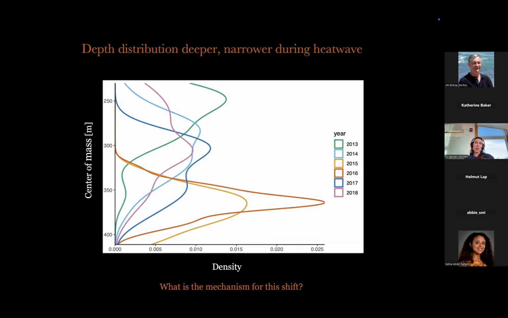If we examine the whole distribution of these depth values, on the y-axis is the center of mass depth in meters. You can see that in 2015 and 2016, which are the two warm colors, the orangey ones on this plot, not only was there a shift deeper during the heat wave, but the whole spread of depths being occupied was condensed. In some of the other years, you can see multiple peaks at different depths, but during 2015 and 2016, there was a deepening and a narrowing of the range of the water column being occupied.